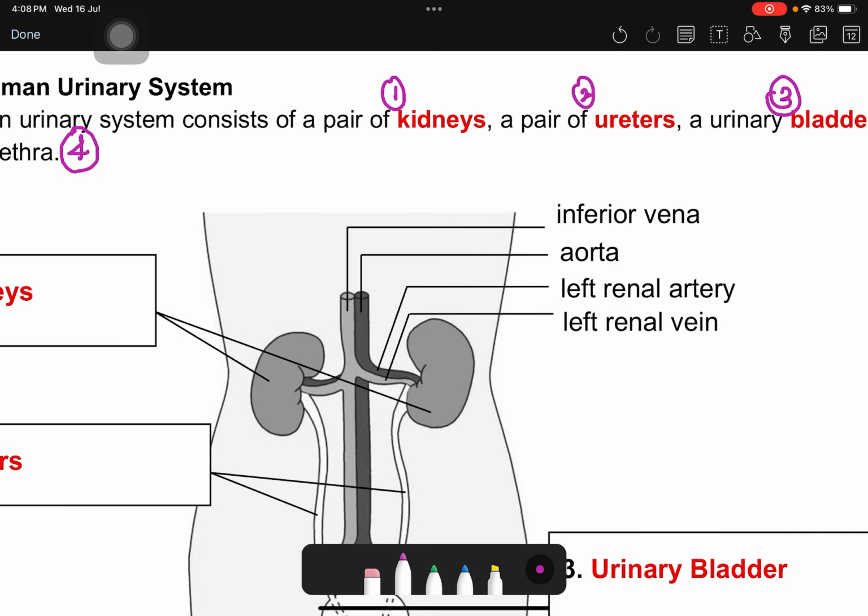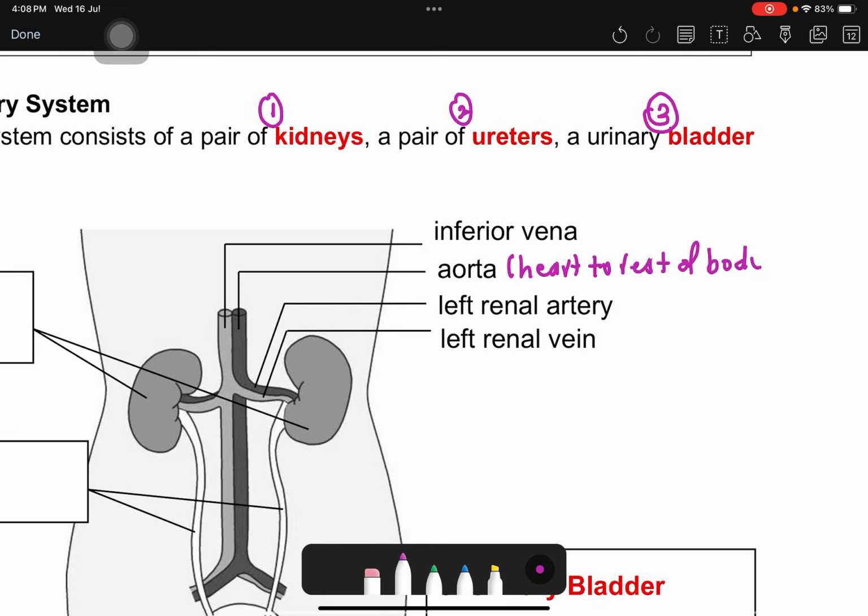As you can see, the aorta would bring blood from the heart to rest of body with the help of various different arteries and arterioles. So blood from the heart will be transported to first the left renal artery, where the blood will undergo filtration as well as reabsorption of important substances that our body needs.